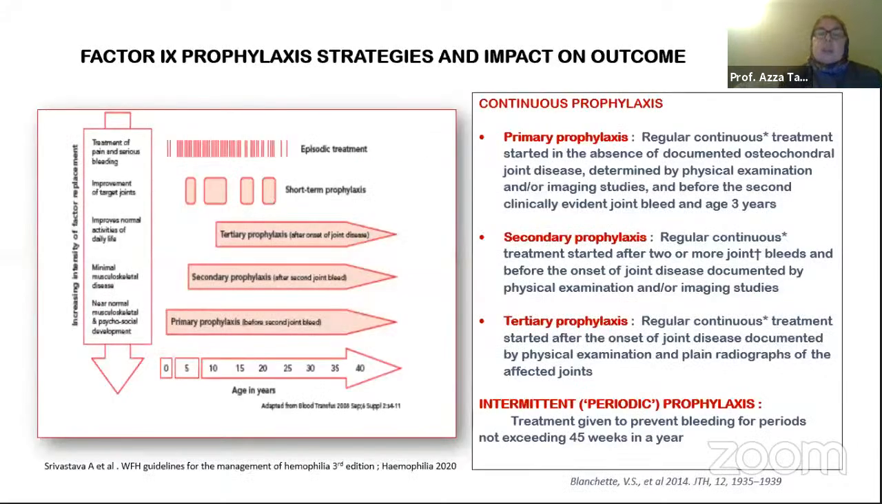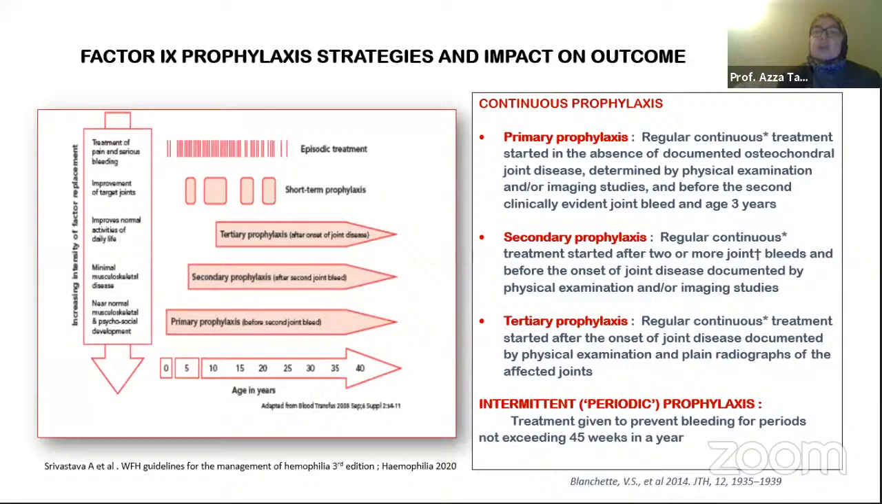What about prophylaxis in hemophilia B? All of us, we know that. We have the continuous and we have the intermittent prophylaxis, and everyone is having a different aim. With the primary prophylaxis, regular continuous treatment in the absence of an osteochondral disease before the second clinically evident joint bleed and before the age of 3 years, with the aim of near normal musculoskeletal and psychosocial development.